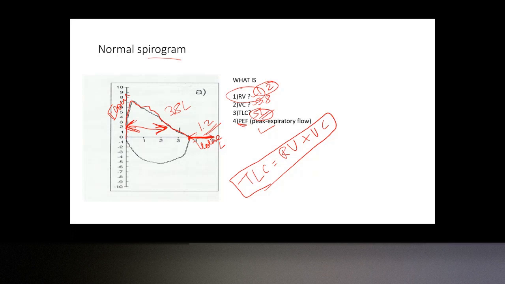Any idea? You can see on the graph. 7, exactly. Because during the expiration, this point is the peak point in the flow. This is where we would calculate the peak expiratory flow. So we have connected some of the static values to this graph to understand how this graph functions.